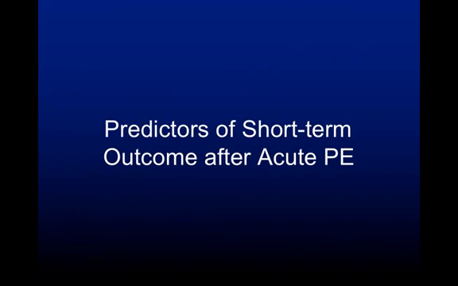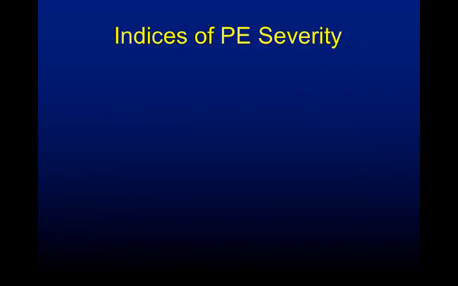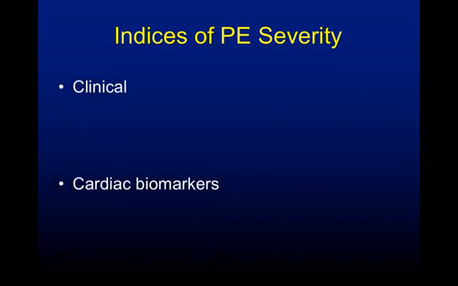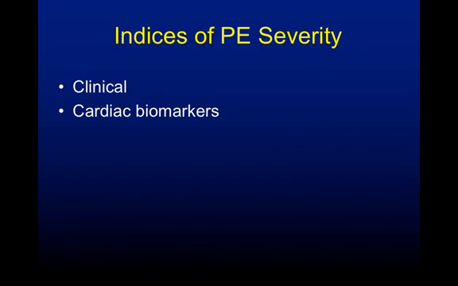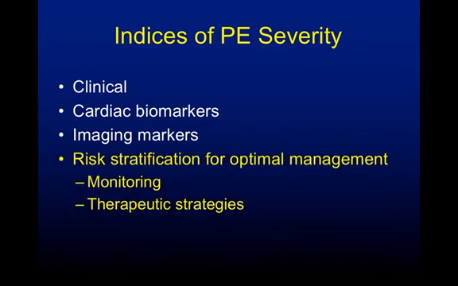So now let's talk about the predictors of short-term outcome after acute PE. Indices of PE severity have been developed, and these are clinical as well as cardiac biomarkers and imaging markers. And these help risk stratify the patient for optimal management. For instance, should the patient be admitted for monitoring? Should we change therapeutic strategies such as use thrombolysis rather than anticoagulation?